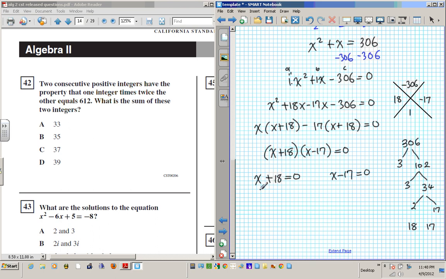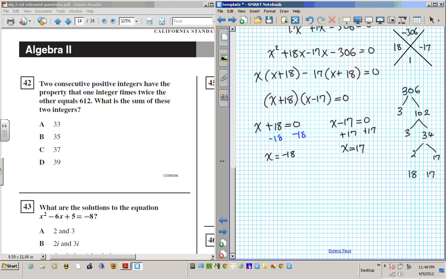So for the first one, you subtract 18 from both sides. And then you have x equals negative 18. And then this one, you add 17 to both sides. And you have x equals 17. So the one that's positive is the one we want. This one, forget this one. This is negative, so this can't be an answer. So this one, x equals 17, okay?